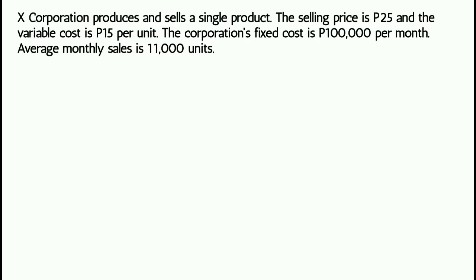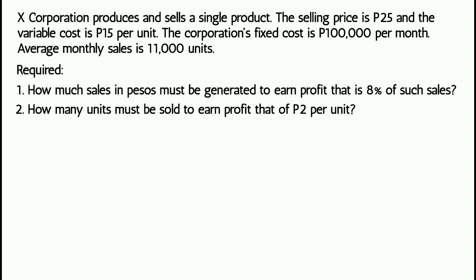Let's now proceed to problem number 2. X corporation produces and sells a single product. The selling price is 25 pesos and the variable cost is 15 pesos per unit. The corporation's fixed cost is 100 pesos per month. Average monthly sales is 11,000 units. Requirement number 1, how much sales in pesos must be generated to earn profit that is 8% of such sales? And requirement number 2, how many units must be sold to earn profit of 2 pesos per unit?